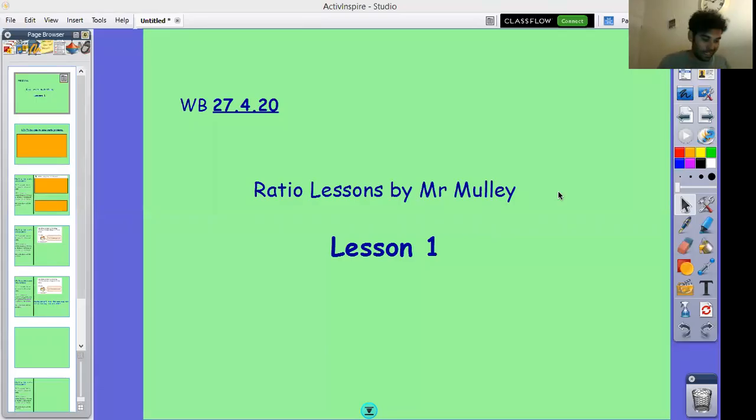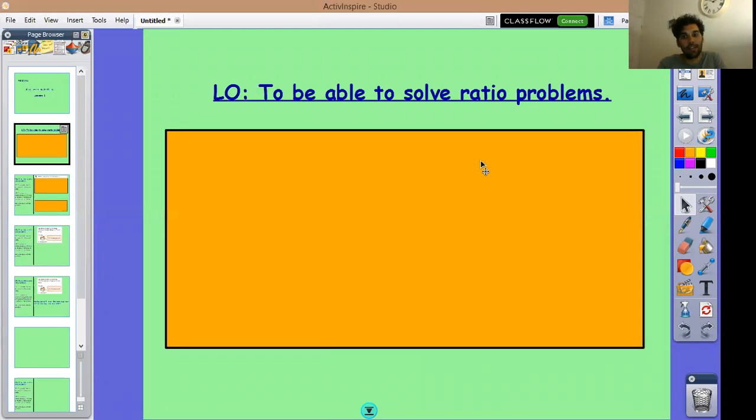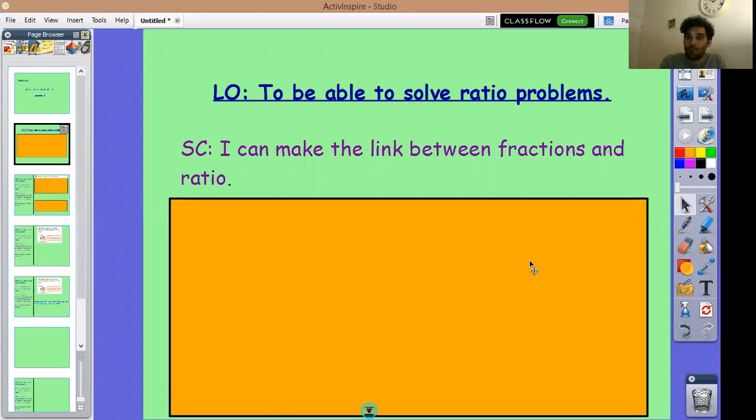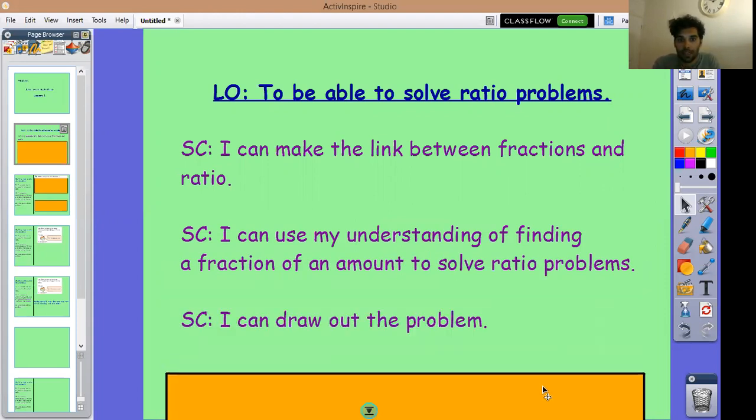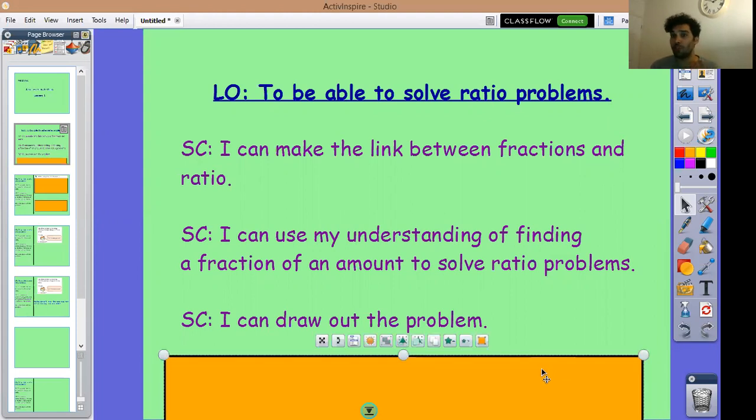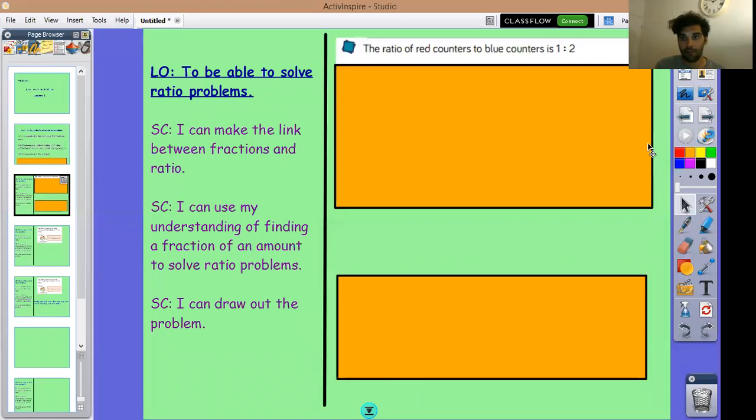Hello. So this is the very first lesson on ratio. Our learning objective here is to be able to solve ratio problems. We're going to make a specific link between the fractions and ratio that we've already done. Then we're going to use our understanding of finding a fractional amount to solve ratio problems. And we're also going to potentially draw out the problem or maybe build the problem that we need. So let's go through the very first question.